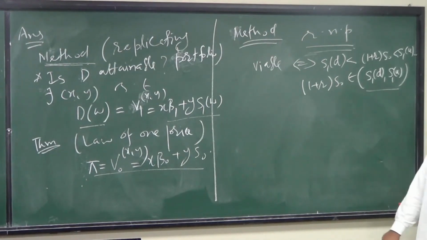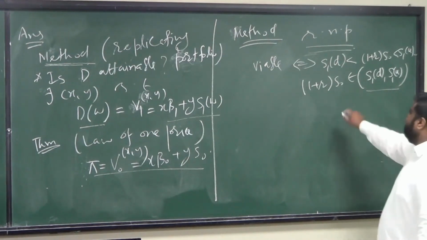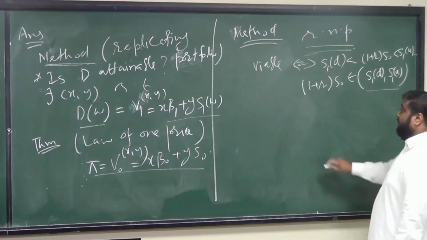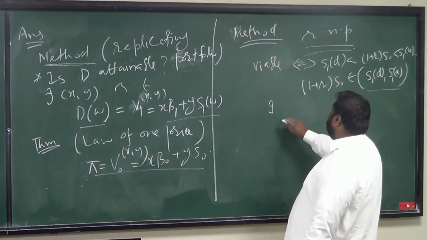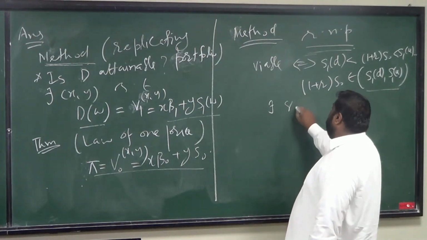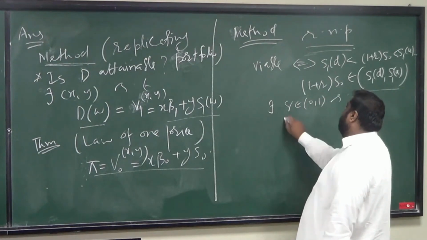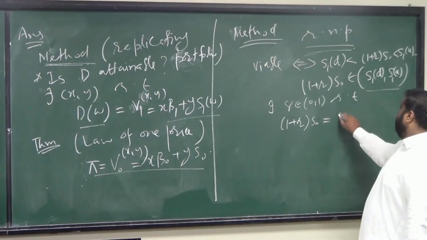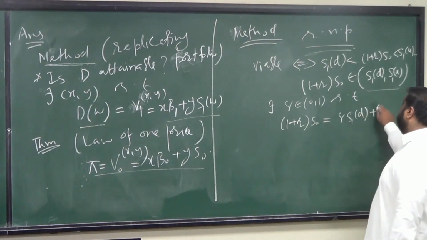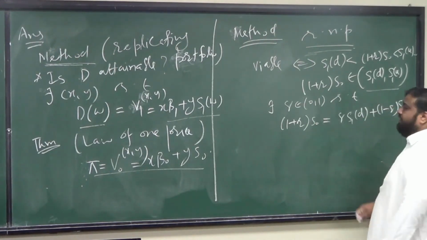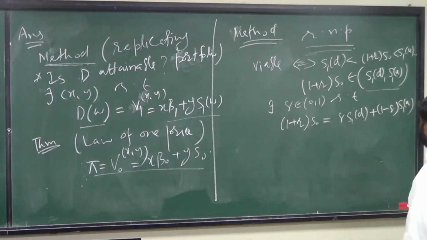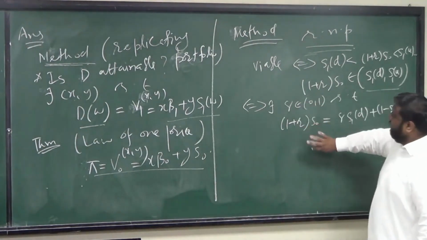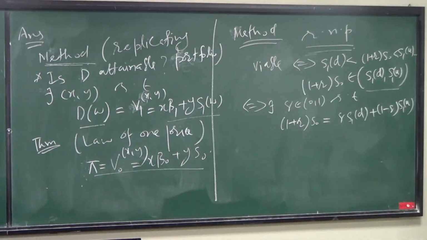And since this interval is a convex set, this number can be written as a weighted average, a convex combination. Every open interval is a convex set, so there exists a Q between 0 and 1 such that 1 plus R S naught can be written as Q S1 of U plus 1 minus Q S1 of D. So you can write it as the convex combination of S1 of D and S1 of U. In other words, that's an equivalent condition of the viability of the model that you want to model.